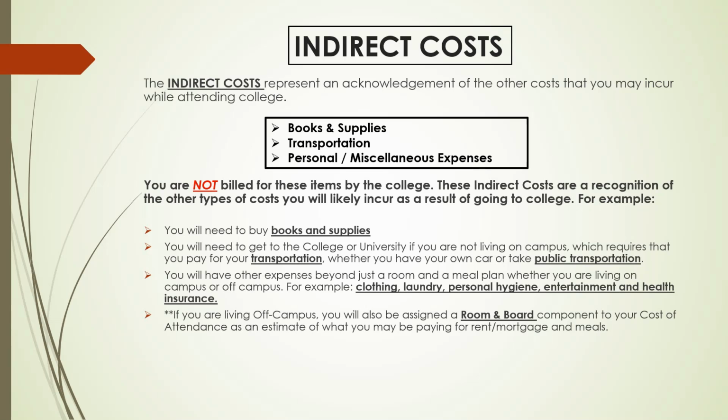If you're living off campus, you're also going to be assigned a room and board component to your cost of attendance as an estimate of what you may be paying for your rent or a mortgage and your meals.